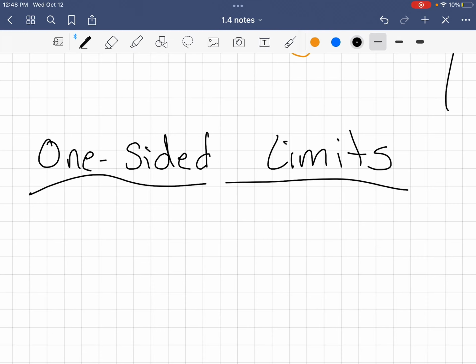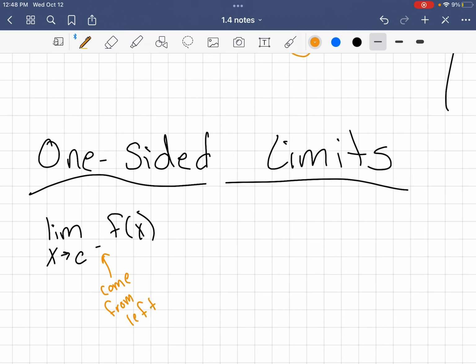So again, if you remember the limit as x approaches c with a little negative on top of f of x, that little negative tells me we're coming from the left, right? Come from the left side. Whereas the limit as x approaches c with a little positive up there of the function, that comes from the right.